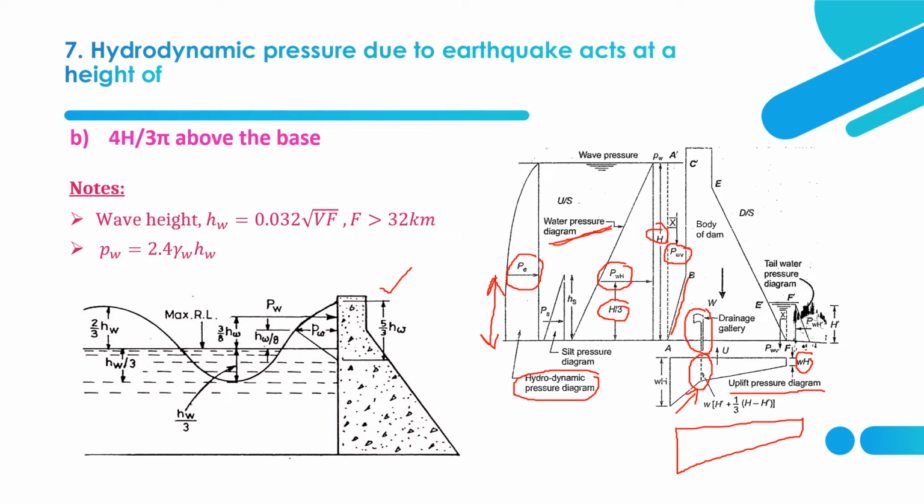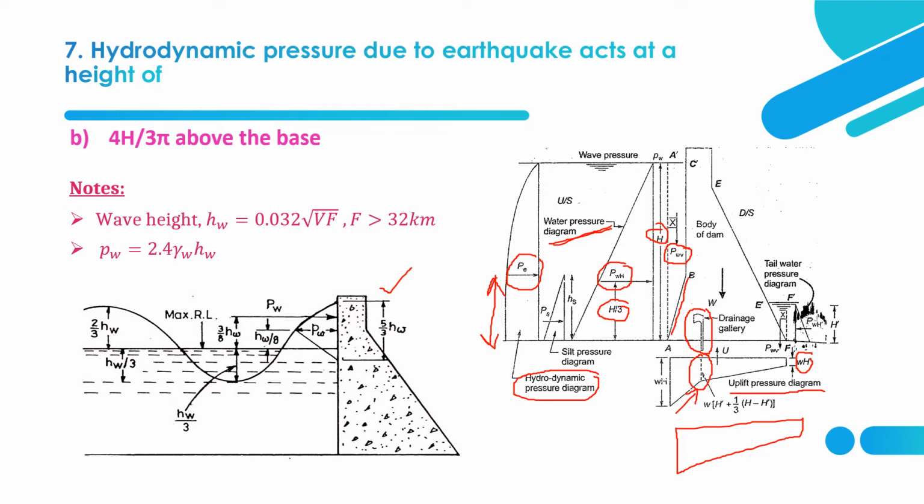And next is the earthquake pressure that we know. Earthquake has horizontal and vertical forces. For horizontal we have to use alpha h as the coefficient, and in case of vertical we have to use alpha v. So that is given by the earthquake load. So these are some of the forces acting on the gravity dam. Apart from that, ice pressure, wave pressure and silt pressure are also there.